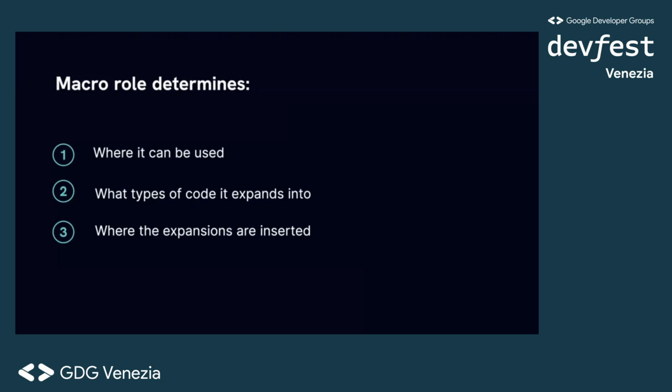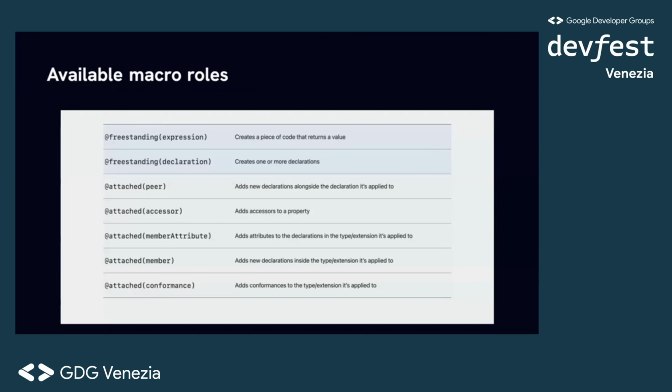When you decide which macro will be used in which code base, there are three questions: where, what type of, and where the expressions are inserted. The three questions are enough because we have 7 available macro types, and 2 of them are freestanding, and the others are attached. I mentioned the freestanding expressions, also declarations, decorating and returning values, but attached ones are different. All of the types have some minor differences, and you can use them for your specific needs.